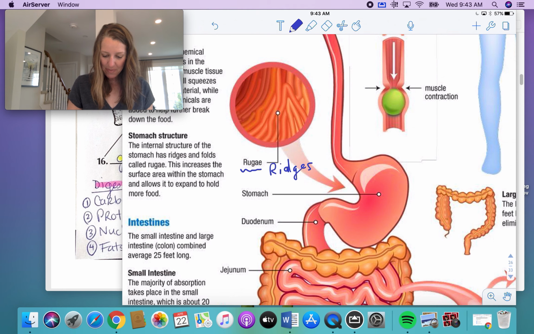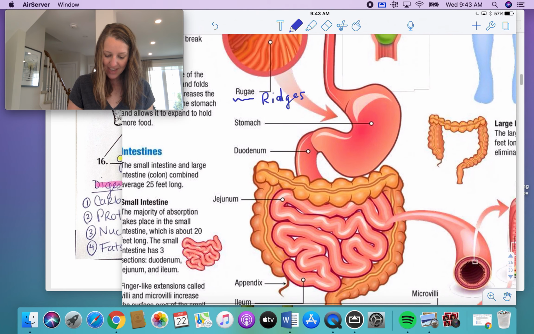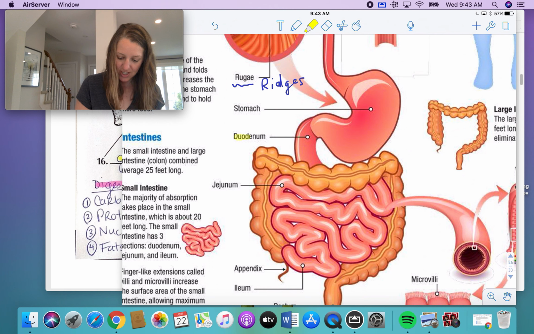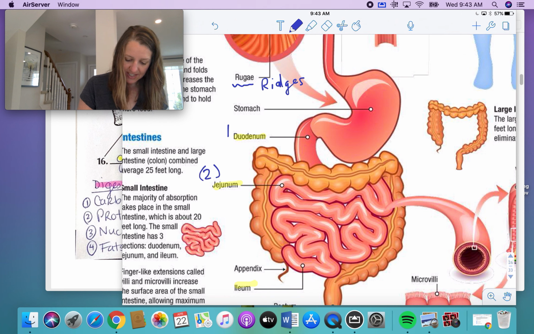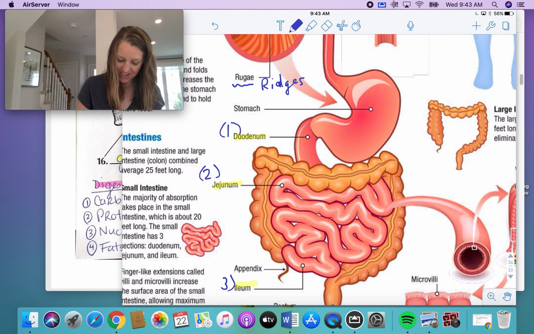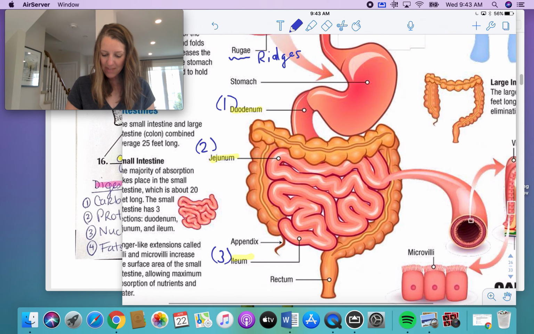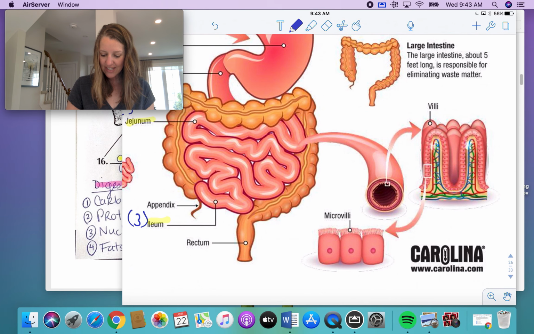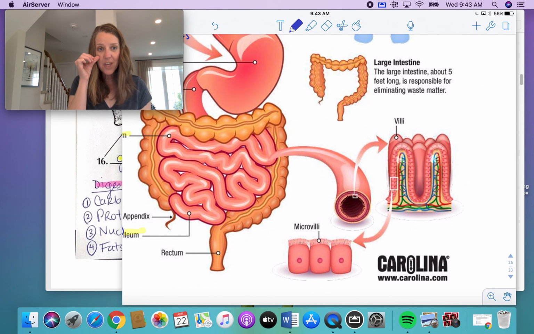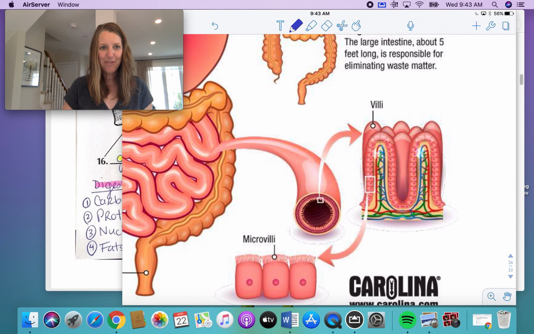Okay, now from there your food heads to your small intestine, and you can see those 3 sections of it. First is the duodenum, second is the jejunum, and third is the ileum. From there, you want to have a look at this little blow-up diagram that shows what the inside lining of that small intestine looks like. It actually has ridges, we call those villi, and then on top of the villi, there's actually microvilli.